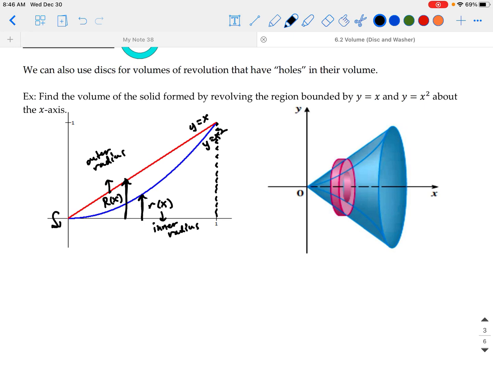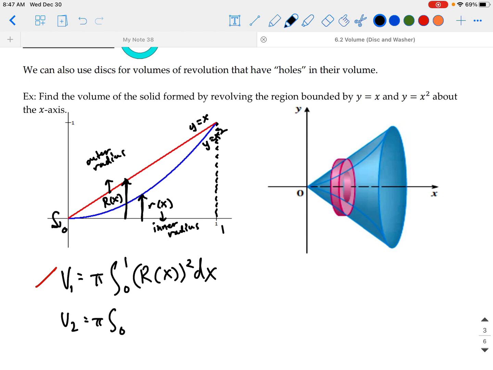So what we're going to do then is take the volume, and note for our curve here, it's 0 to 1 of pi R of x squared. So to get the volume in between them, this is volume 1, this is going to be of the red line. And then volume 2 is going to be pi integral 0 to 1 of little r of x squared dx. And that's the volume of our curve.